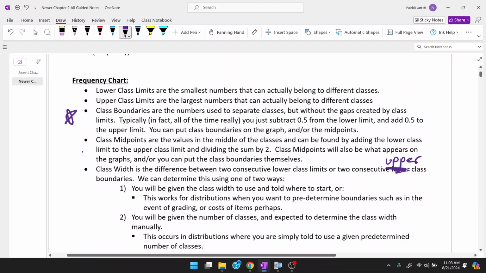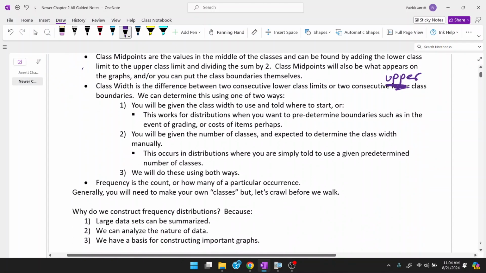So we can determine this using one of two ways. One situation is where you're going to be told the class width and told where to start. This works for distributions where you'd want to predetermine boundaries, such as in the event of grading or costs of items. Or option 2 will be where you are given the number of classes and are expected to determine the class width manually. That seems kind of tough, but it's actually not going to be too bad.